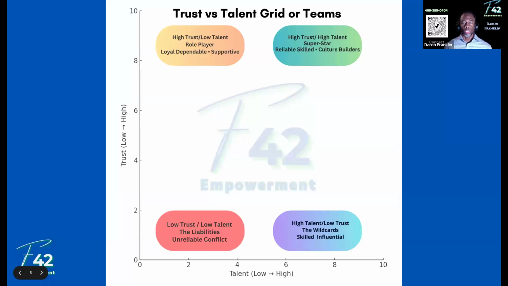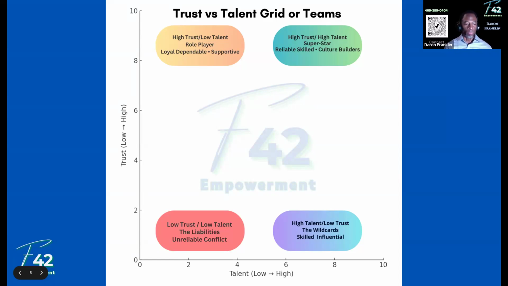As I mentioned, we were going to learn about the three categories: the participator, the contributor, and the lifer. And that's how we can assess the development of our staff members. Now, we want to use the trust and talent grid to keep our people around, right? So that they don't leave.